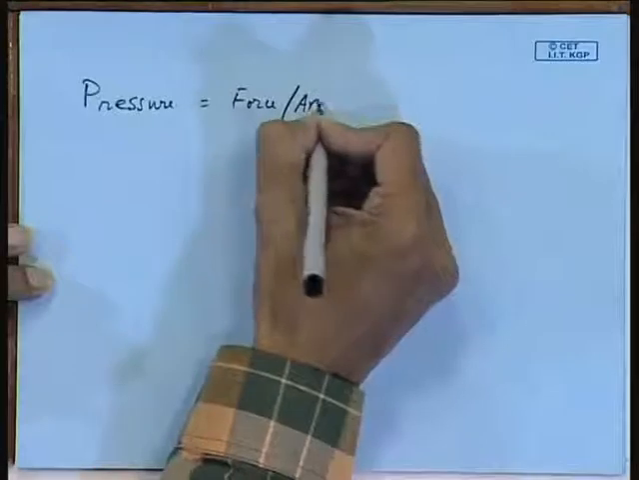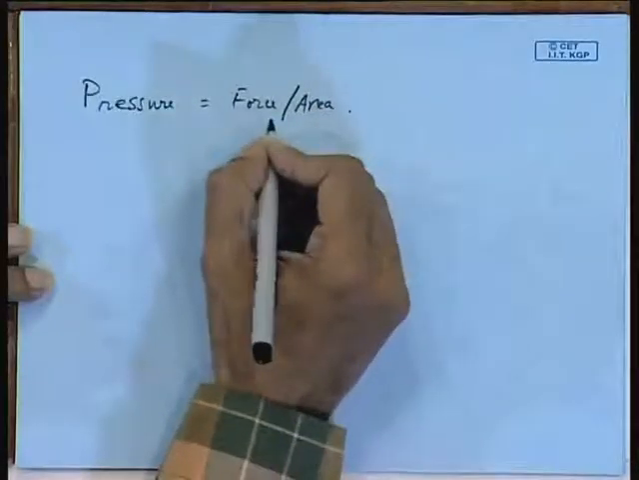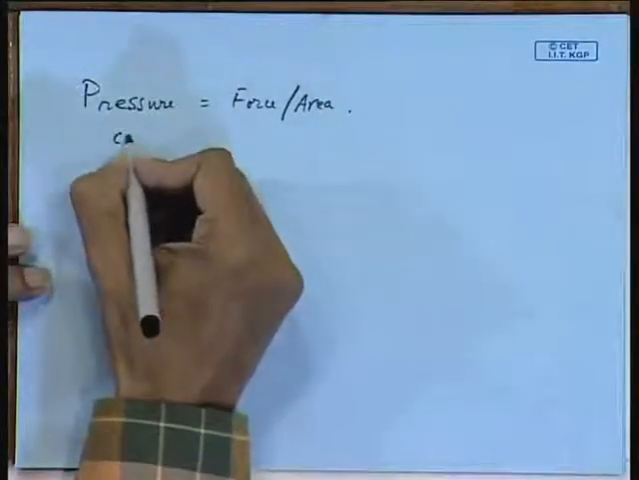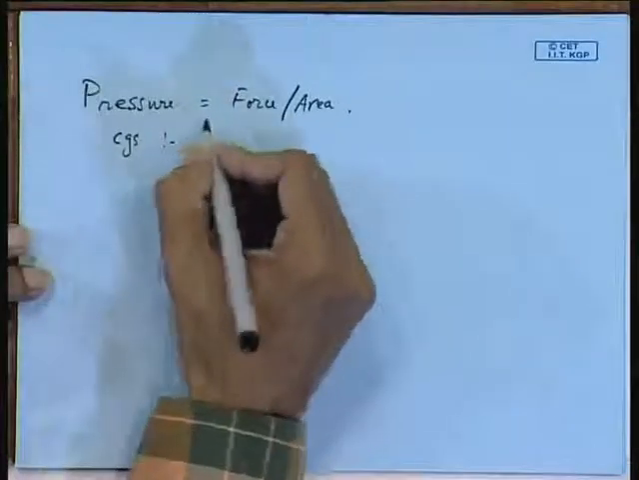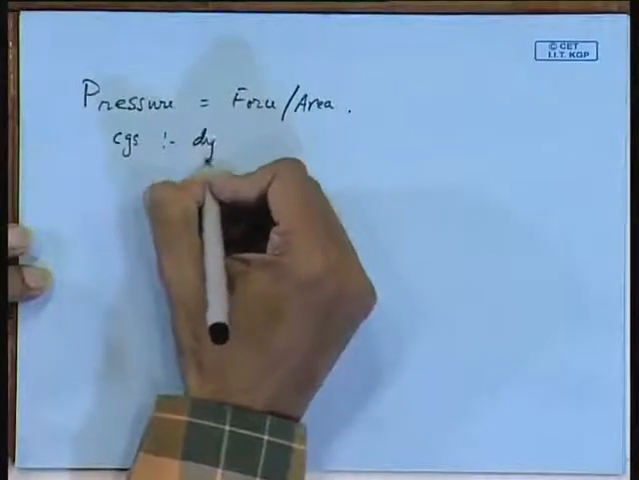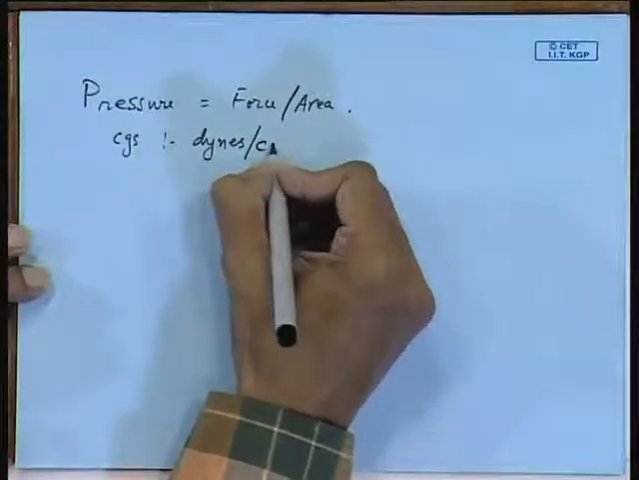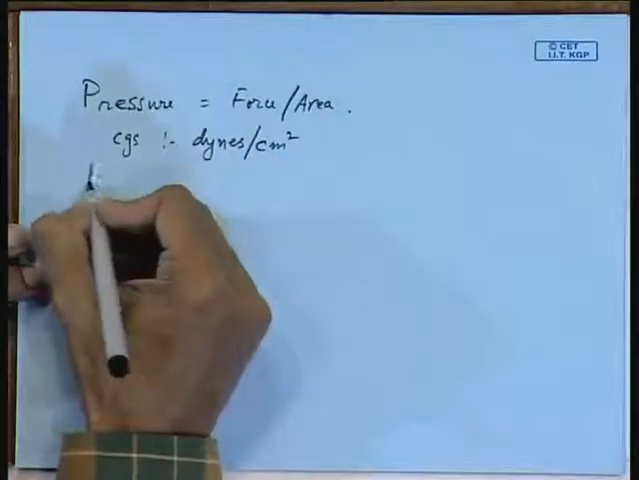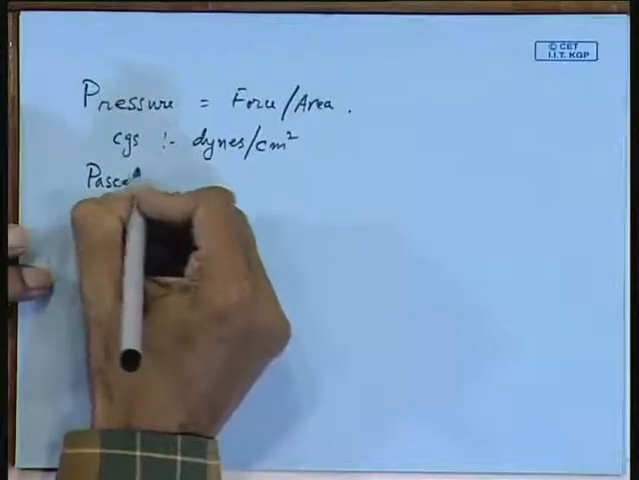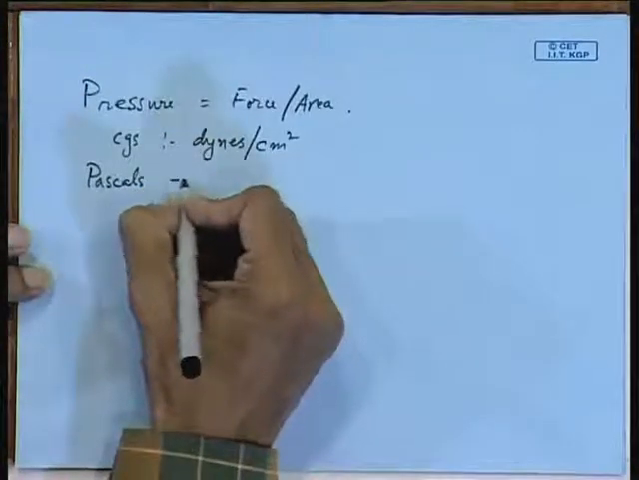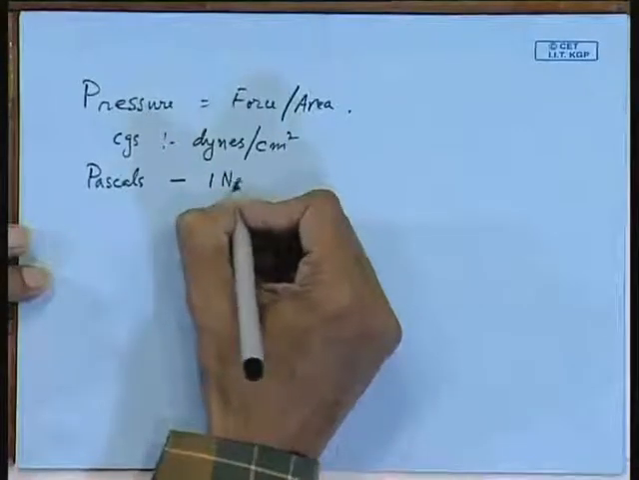And normally in CGS or MKS units, these are given in dynes per centimeter square, or it is measured in pascals, which is nothing but 1 Newton per meter square.